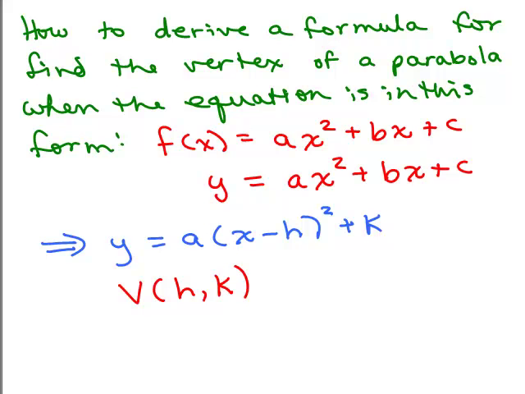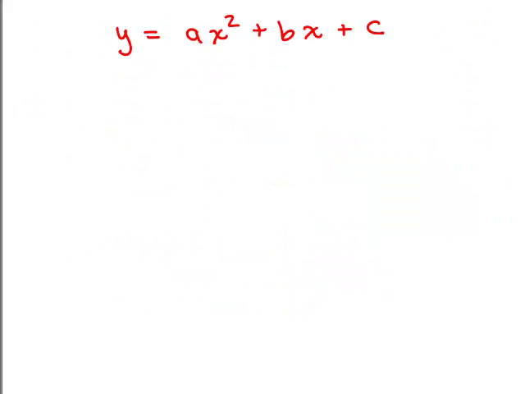Well, the key to doing this is to take this form here, y equals ax squared plus bx plus c, and complete the square. So that's what we're going to do. All right, step one is we're going to subtract c from both sides. So that gives me y minus c equals ax squared plus bx. And now the trick is I need to complete the square, right?